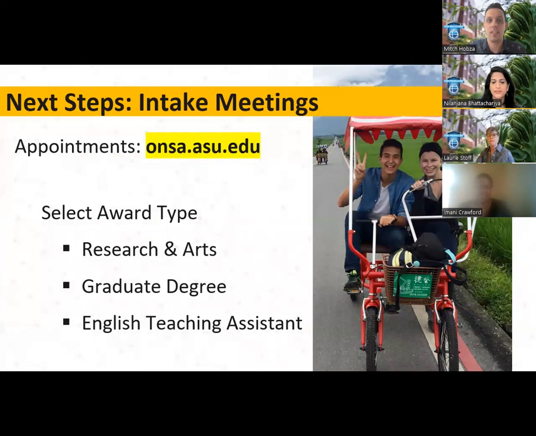All right, so your next step, if you haven't made an intake meeting already, please go ahead and make one if you are committed to applying to a Fulbright Study Research Grant. You want to select your award type. We have award types for research and arts, graduate degree, and English teaching assistant. If you're not sure which one you want to apply to, just pick one of those intake appointments and see if that's what you want to do, and you can take an intake appointment for another award as well until you figure out which award you would like to apply to. You can make those appointments at onsa.asu.edu.